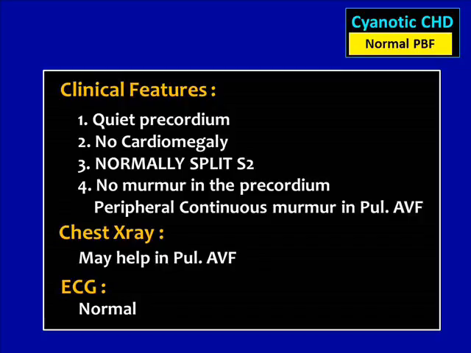In LSVC to LA, the chest X-ray is always normal. But in pulmonary AV fistula, peripheral lung fields may show patchy shadows. ECG is normal in this group of cyanosis with normal pulmonary blood flow.